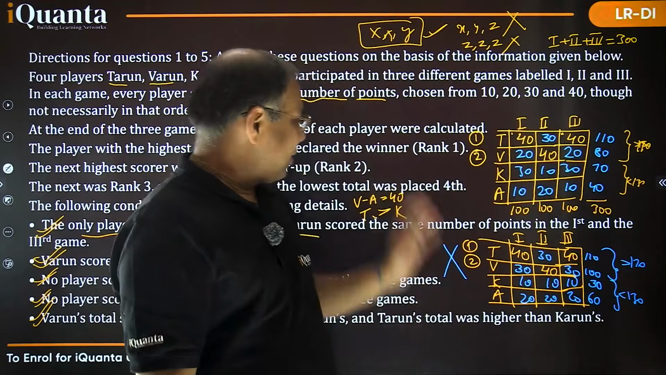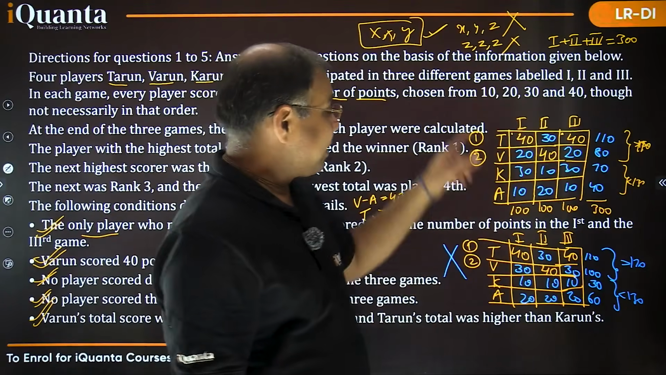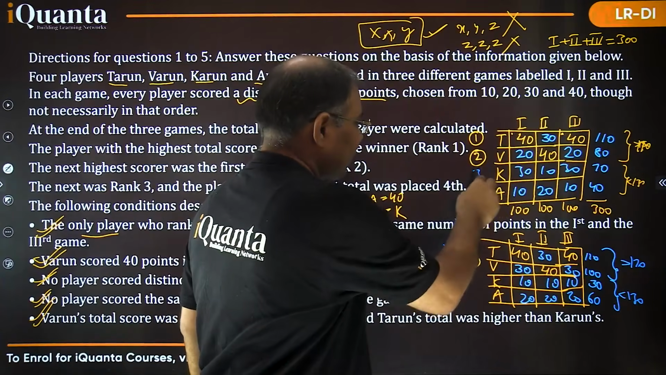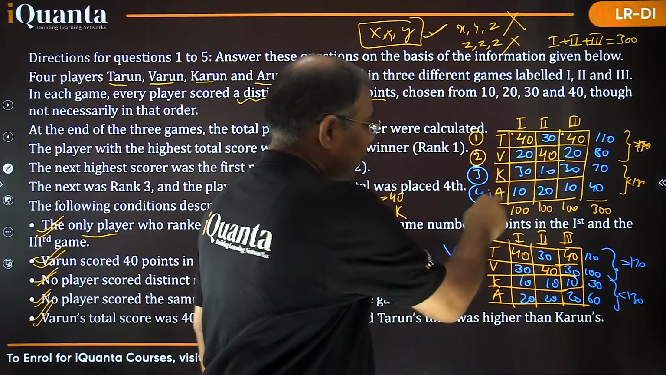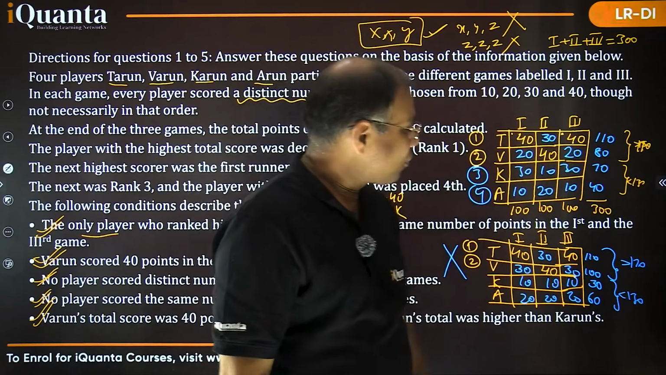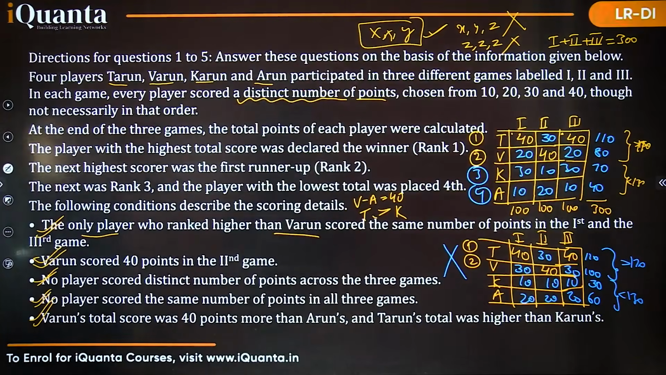We have already seen that. So now we are in a position to answer the questions. But before that, let me rank them. This is rank 1, rank 2, and this is certainly rank 3. This Karun is at rank 3 and Arun is at rank 4. Their individual scores in each game have been identified, and their total scores have been identified. That's it, right? Let's look at the questions now.